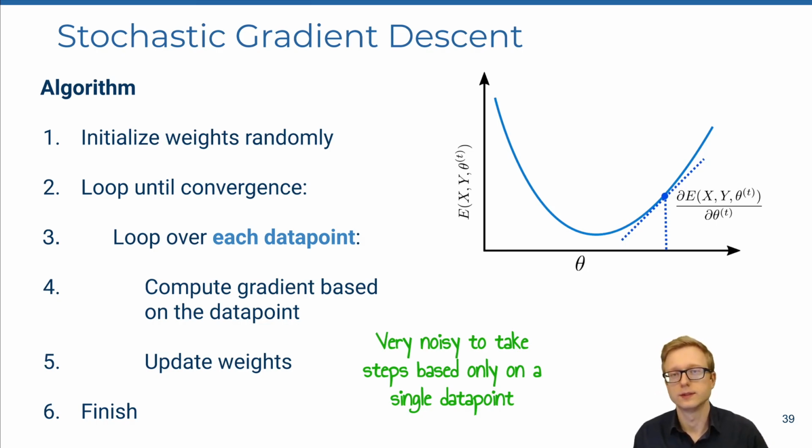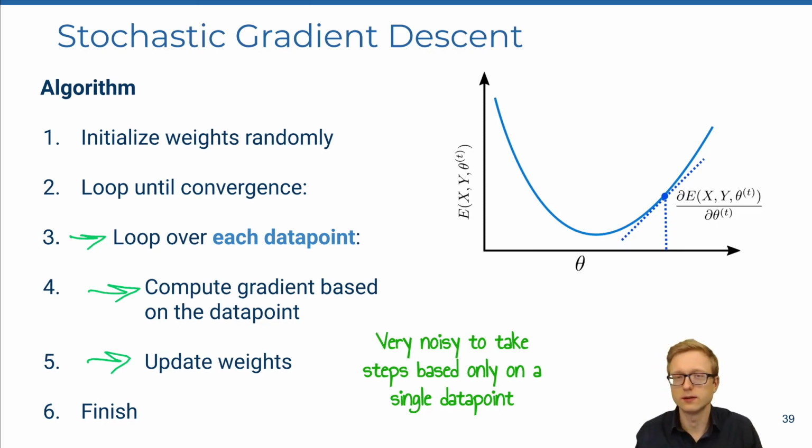At the other end of the extreme, we have stochastic gradient descent. That means we have a loop over all of the data points, and we calculate the gradient based only on one data point and then immediately update the weights based on that data point. That means we get really fast updates all the time after processing just one data point. But the downside is that this is very noisy.